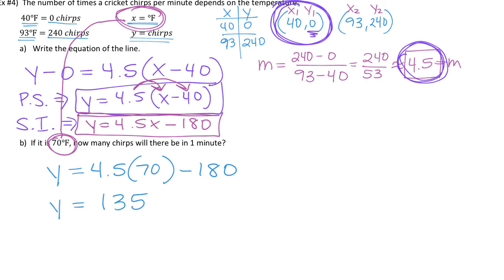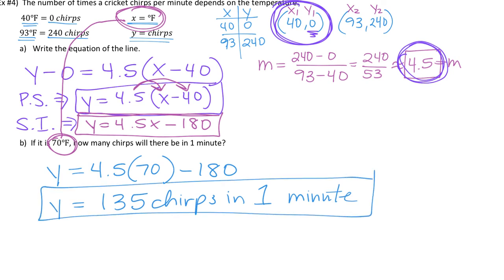Chirps. Make sure on the word problems you tell me what it means. Don't just say y equals 135, because that does not tell me that you know what that means, right? Tell me what it means. It means 135 chirps in 1 minute. Okay, so if it is 70 degrees outside, you should hear about 135 chirps per minute. Questions on that?